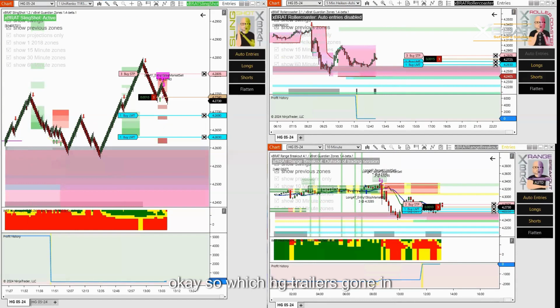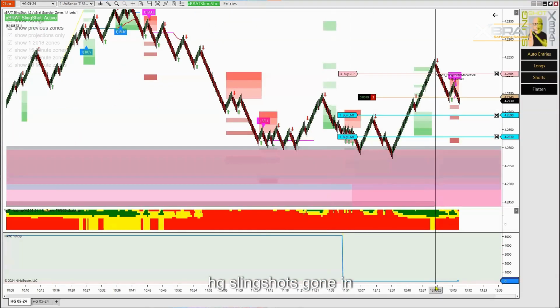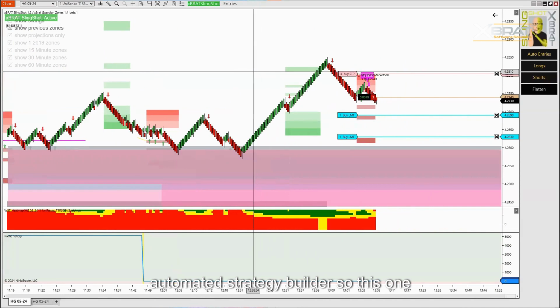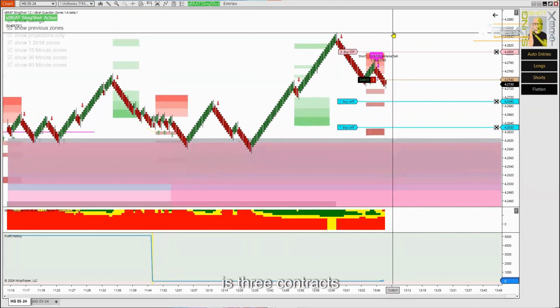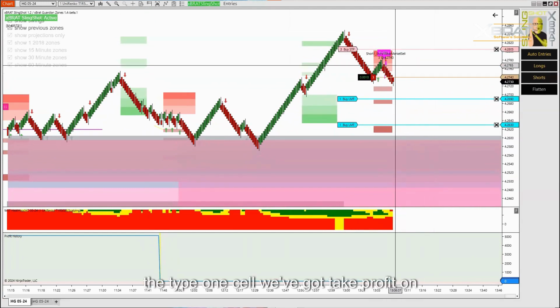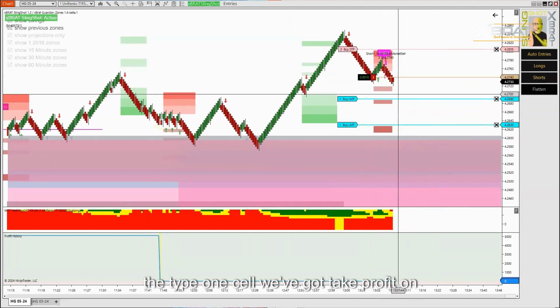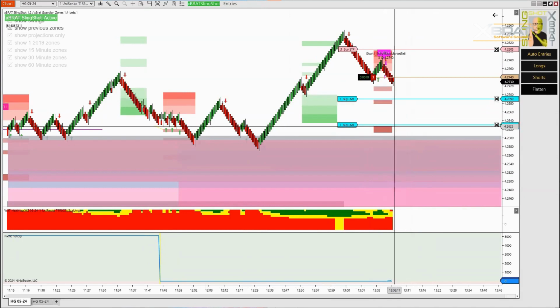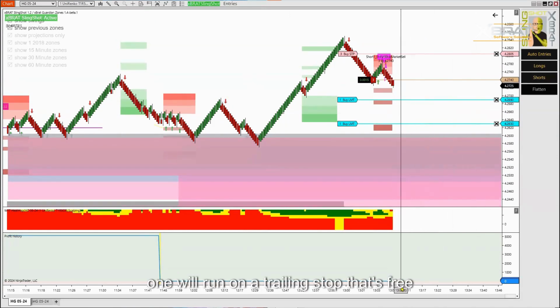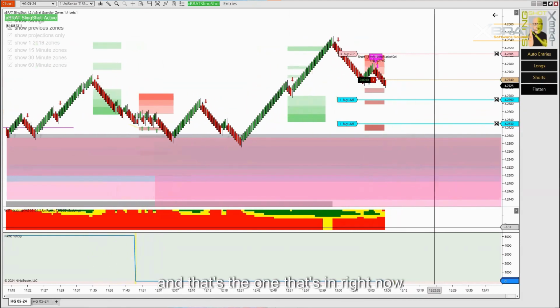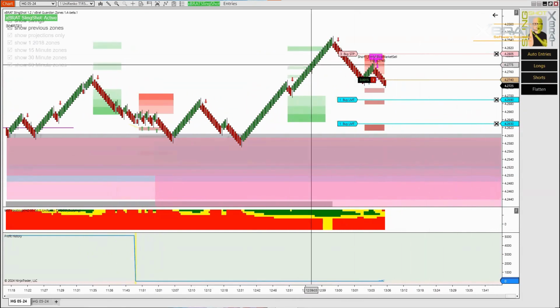Okay, so which HG trade has gone in? Slingshot, okay. HG Slingshot's gone in. Automated strategy builder. So this one is 3 contracts. It's a type 1 sell. We've got take profit on one of the contracts at target 2, just before target 3, and the other one will run on a trailing stop. That's 3, okay. And that's the one that's in right now.